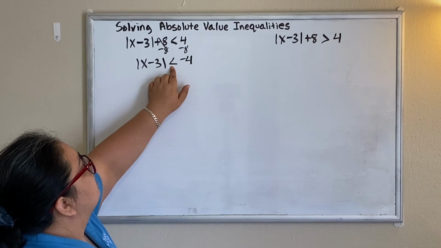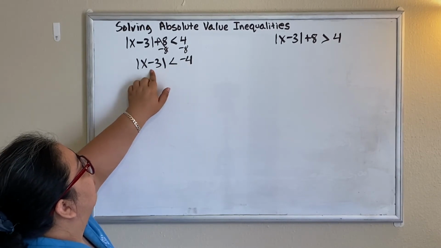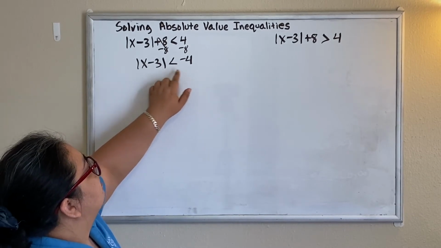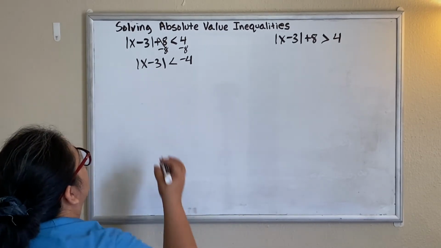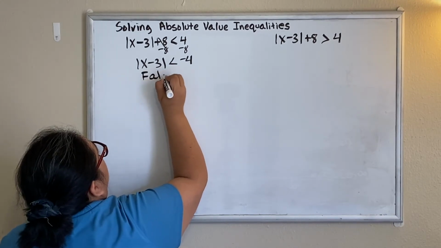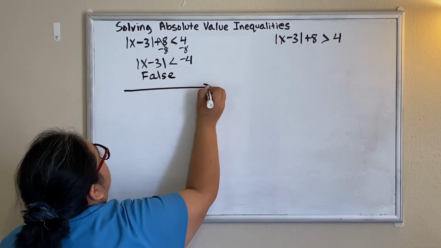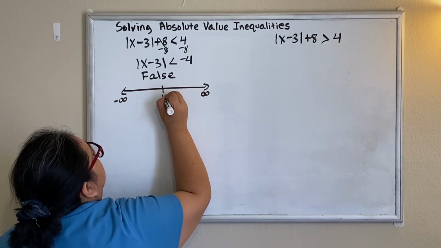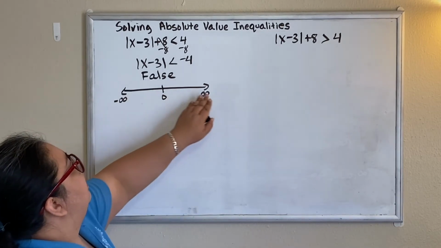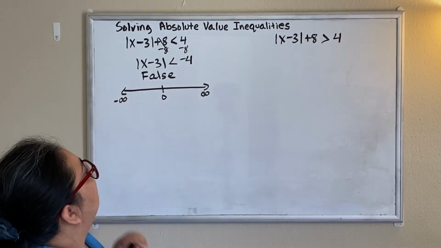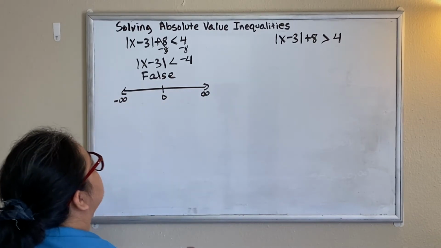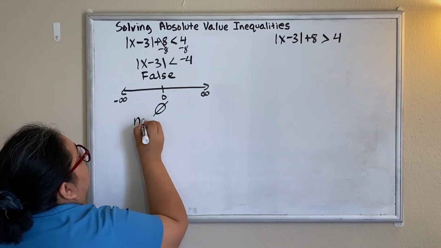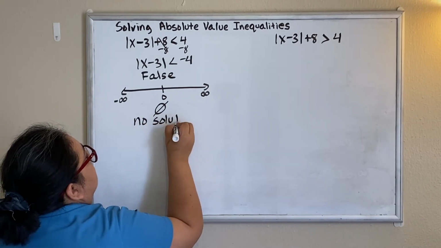But this is saying it's less than -4. A positive number can't be less than a negative number. This doesn't make sense. So this is a false statement. So what that means for my number line, starting at -infinity to infinity with 0 in the middle, is that I don't have any numbers on my number line that work. So my number line is going to be empty. So my solution is the empty set. So in other words, there is no solution.